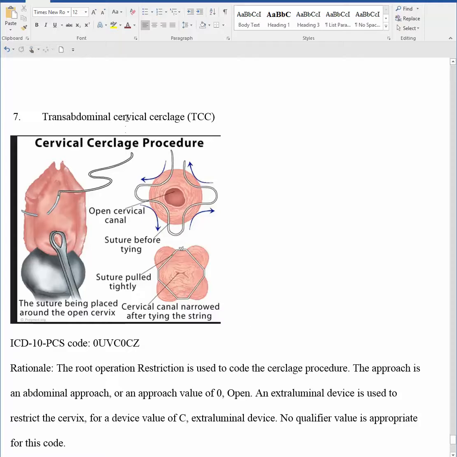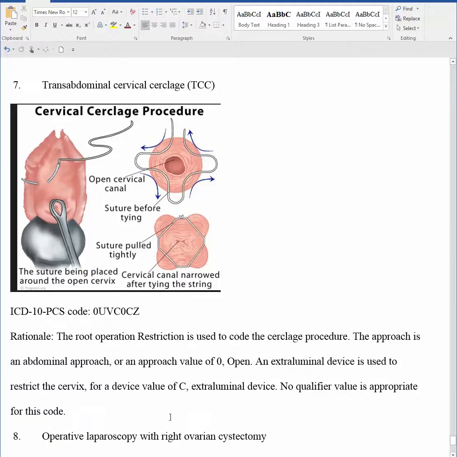It also states in the top of the operative report, transabdominal, which means going across her abdomen. It states under general anesthesia, the abdomen was opened using a transverse suprapubic incision. So this is an open surgical approach. The intention is to close this opening of her cervix. That is the root operation of restriction. And again, it's an open surgical approach.